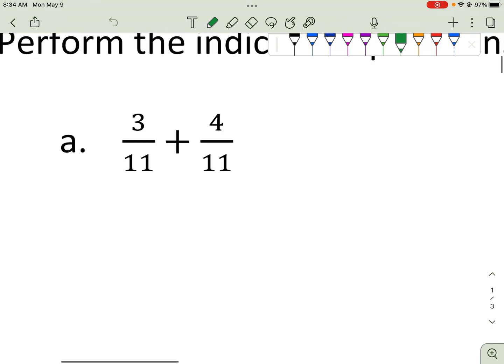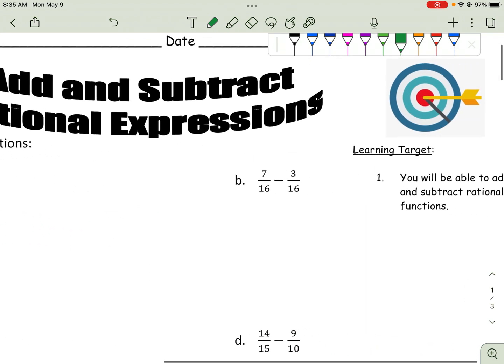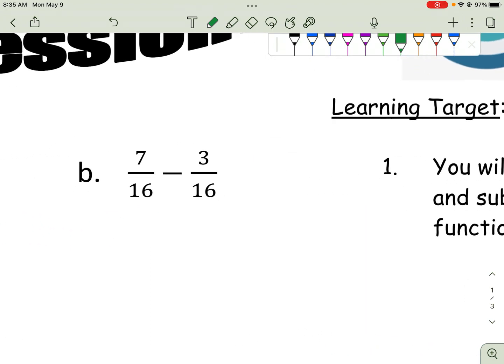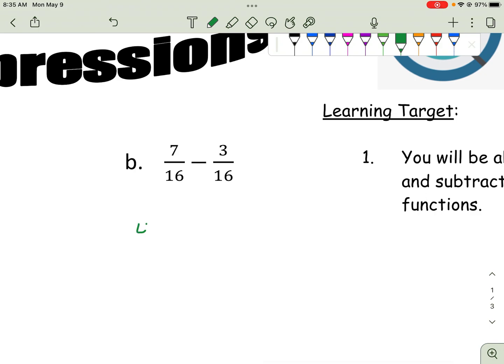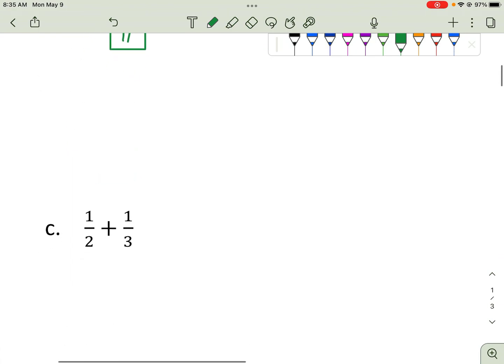So first, some review of how to deal with fractions that have numbers only. We have 3 elevenths plus 4 elevenths. That is equal to 7 elevenths. Coming over to B, we got 7 sixteenths minus 3 sixteenths. Hopefully you know that is 4 sixteenths, but you can reduce that to 1/4. So sometimes when you add or subtract fractions, your final answer can be reduced, and sometimes, like in example A, it cannot. So you should always check for that.